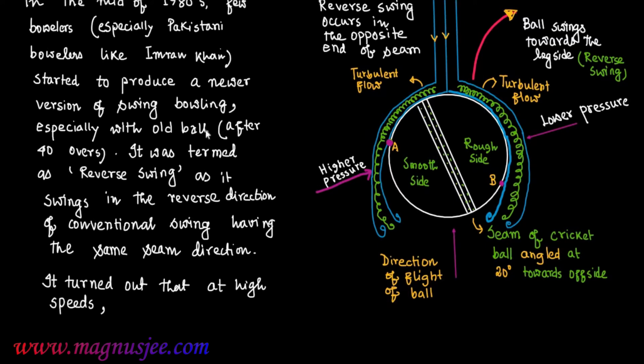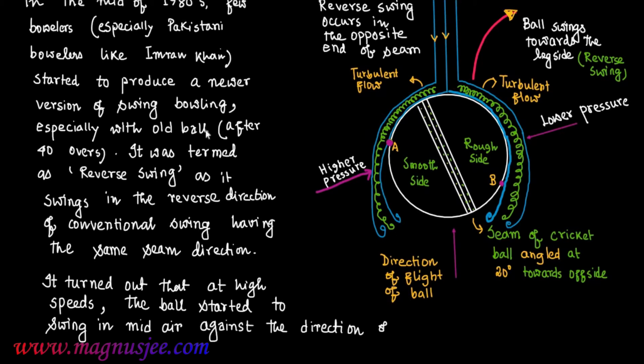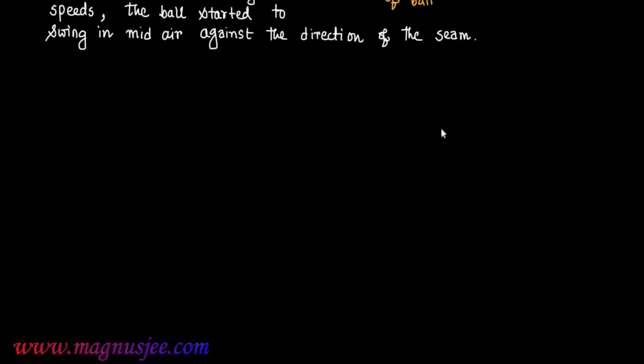It turned out that at high speeds, the ball started to swing in mid-air against the direction of the seam position of the cricket ball. Again, we can draw the diagram of a cricket ball which is thrown in air. We can draw the wickets at the batsman end.